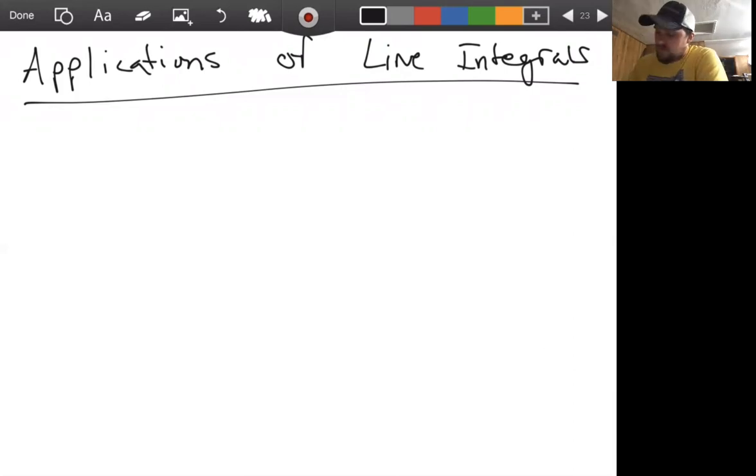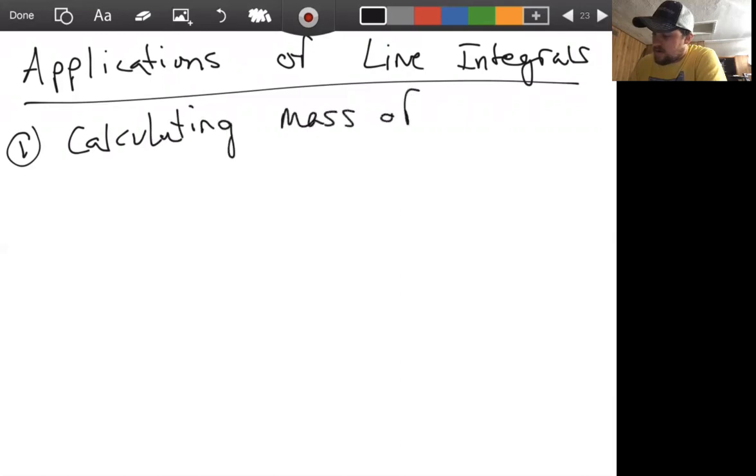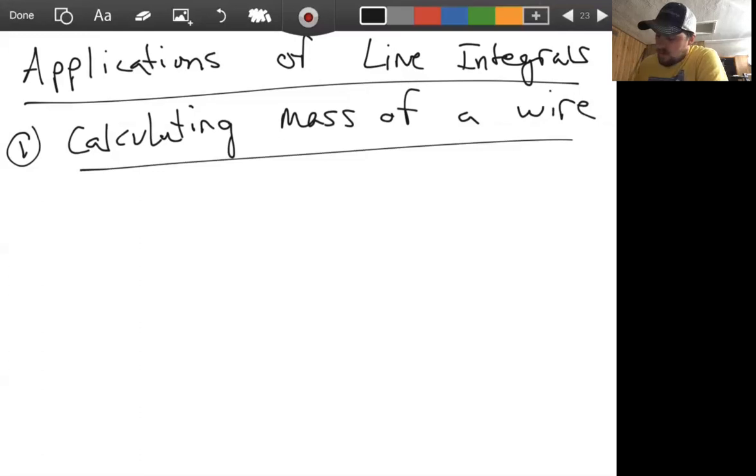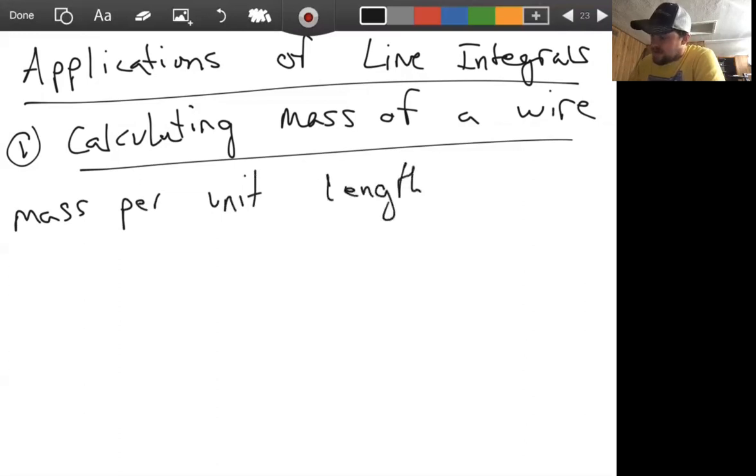And so the first application is calculating the mass of a wire. Okay, so say mass per unit length. Well, this is a continuous function, right? This is a continuous function.